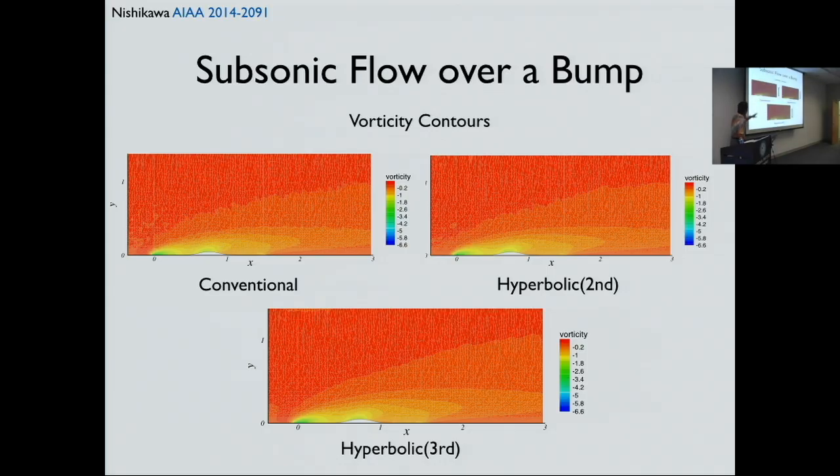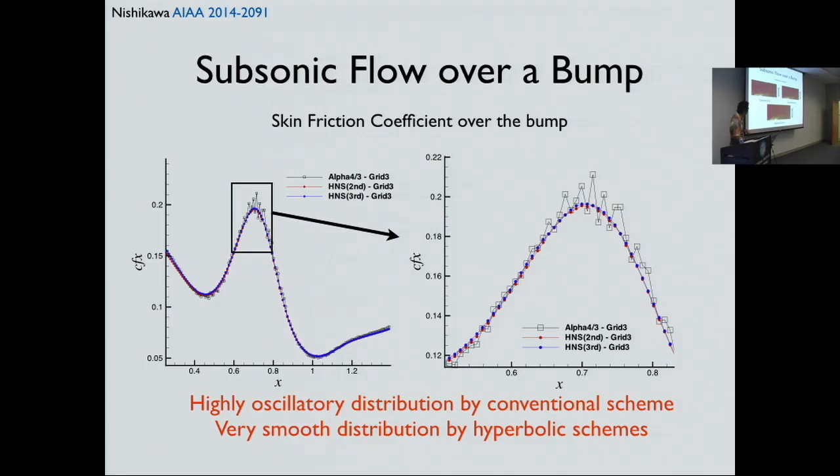These are some results. This is the vorticity contours. This is conventional. It may be hard to see, but these contours are irregular. On the second order hyperbolic, it's actually better, and even better for the third order. But this is not genuinely third order accurate, it's second order accurate. It's just very accurate first and second order.